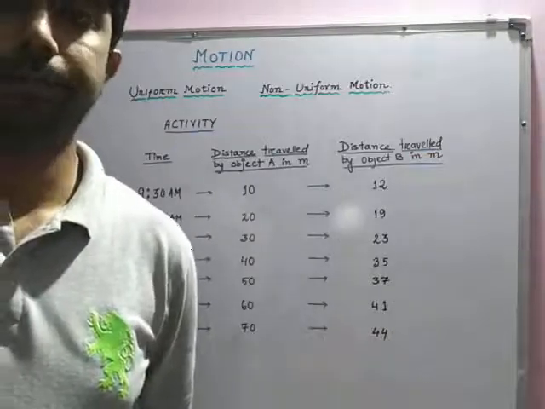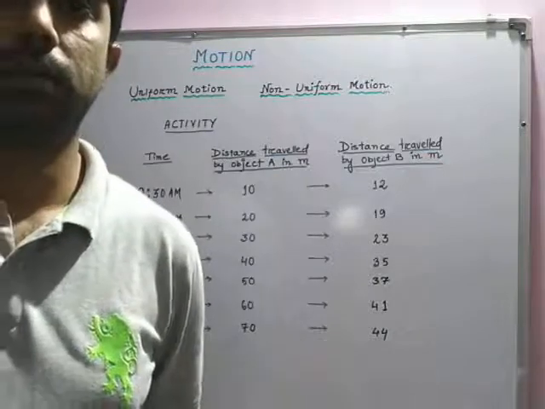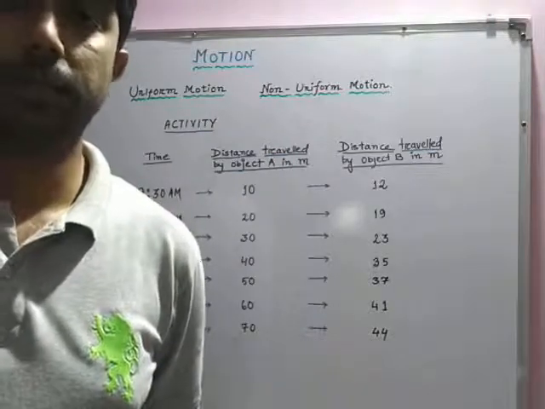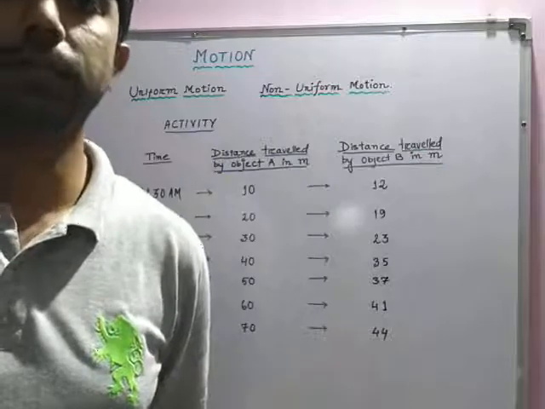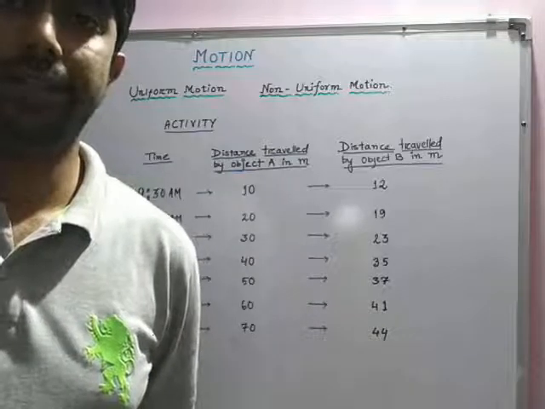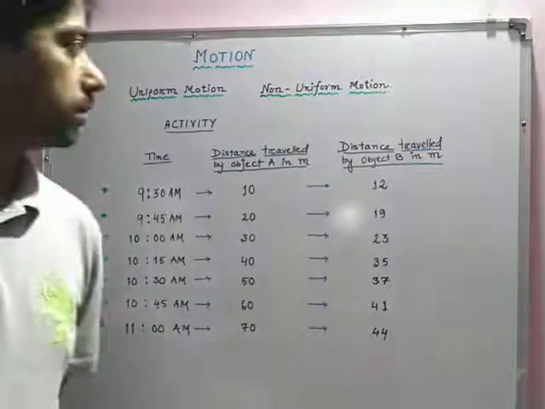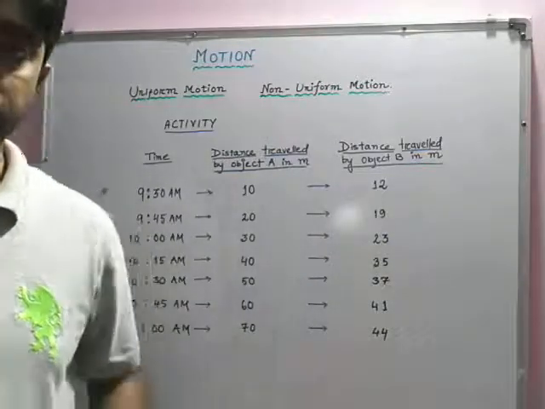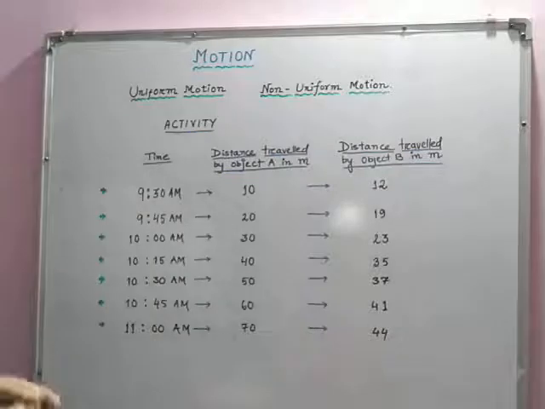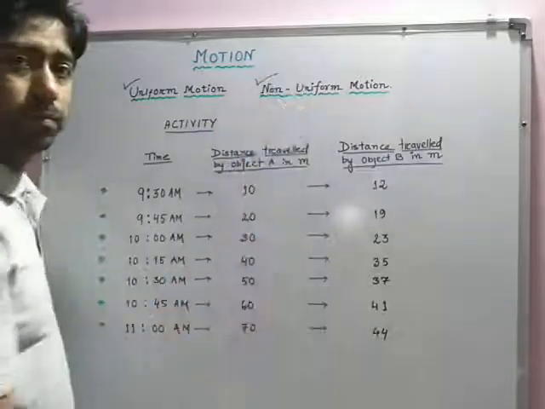for the chapter motion. Earlier we have learned what is motion, what is rest, why are these concepts relative. Then we have discussed distance and displacement, how to differentiate between them and what is their usefulness. Today we will discuss two types of motion, or in fact the main two types of motion, and these are uniform motion and non-uniform motion. So today our discussion will be on uniform motion and non-uniform motion.